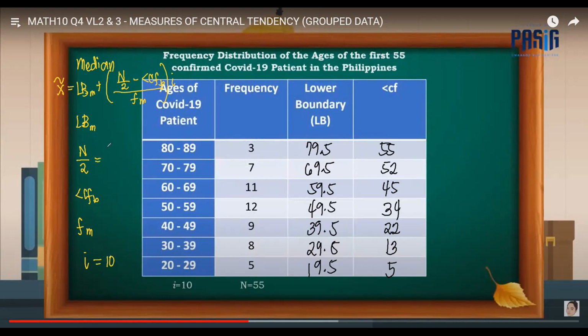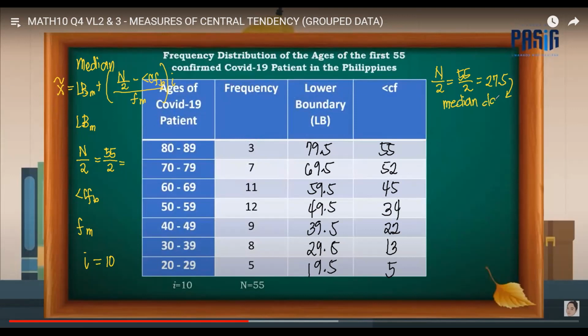Yung n divided by 2 natin is 55 divided by 2. Yan yung una natin kailangan ilagay, no? Or kailangan makuha, yung n divided by 2. What is n divided by 2 or 55 divided by 2? 27.5, ma'am. Correct. That is 27.5. Sulat natin yun. 55 divided by 2, that is 27.5. Bakit ito yung una yung kailangan malaman? Kasi nakadepende sa kanya si median class.